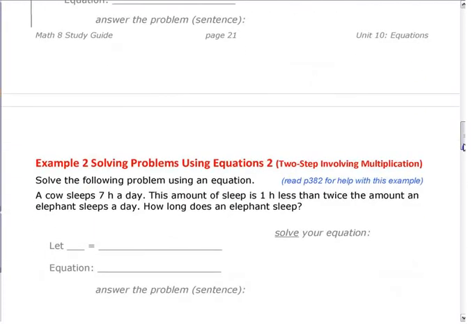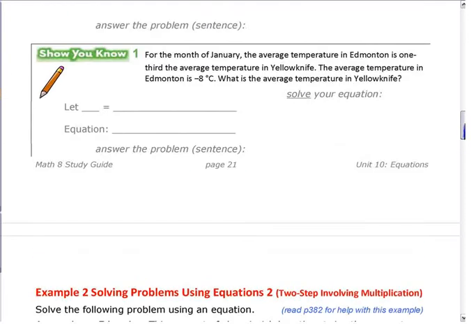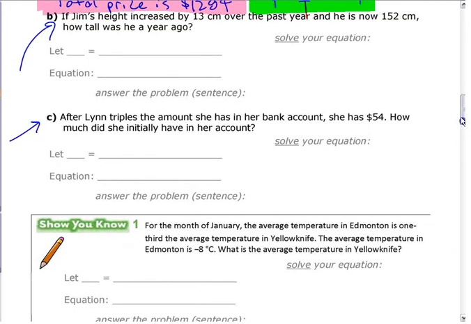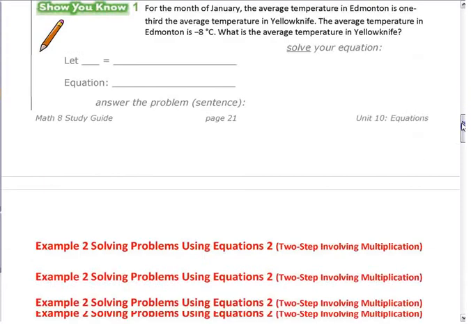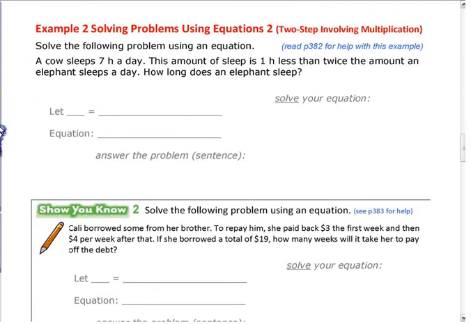You are going to need to try that on your own at some point. Actually, if you have not already done so, let's leave it for a couple minutes and you can do those 2 after. I do want to show you one example of each one here. This one is solving problems using equations where it's 2-step equations. If you want further explanation, it is in the textbook, page 382.